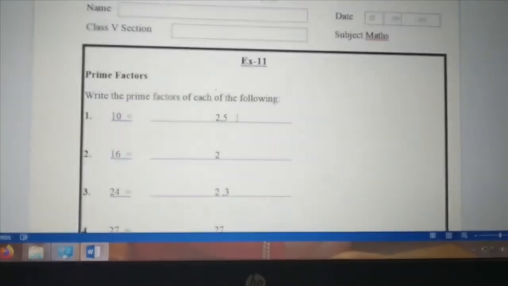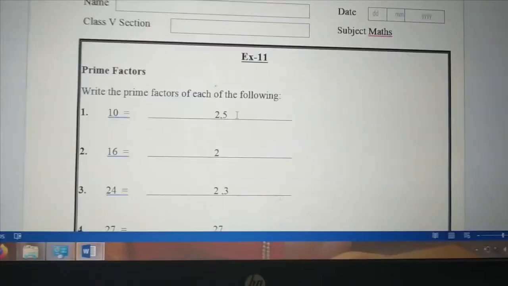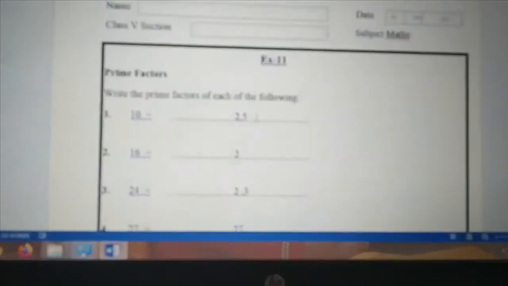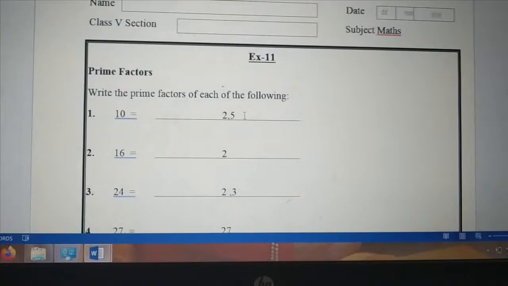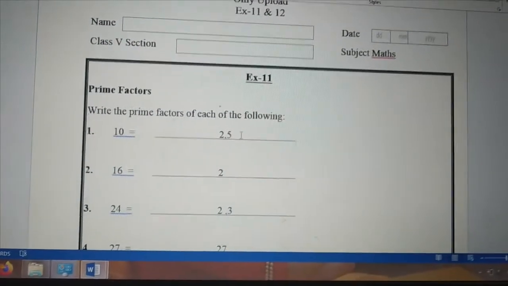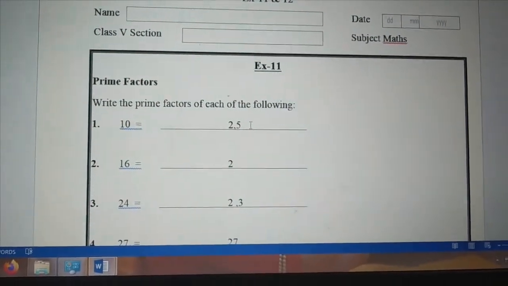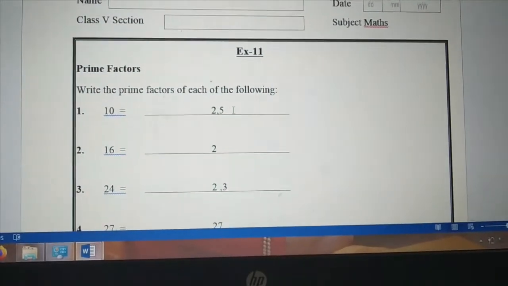So the prime factors of 10: the factors of 10 are 1, 2, 5 and 10, and from these factors 2 and 5 are the prime numbers. So the prime factors are 2 and 5. For 16 there are some factors like 1, 2, 4, 8, 16, and only 2 among these numbers is a prime number, so the prime factor for 16 is 2.